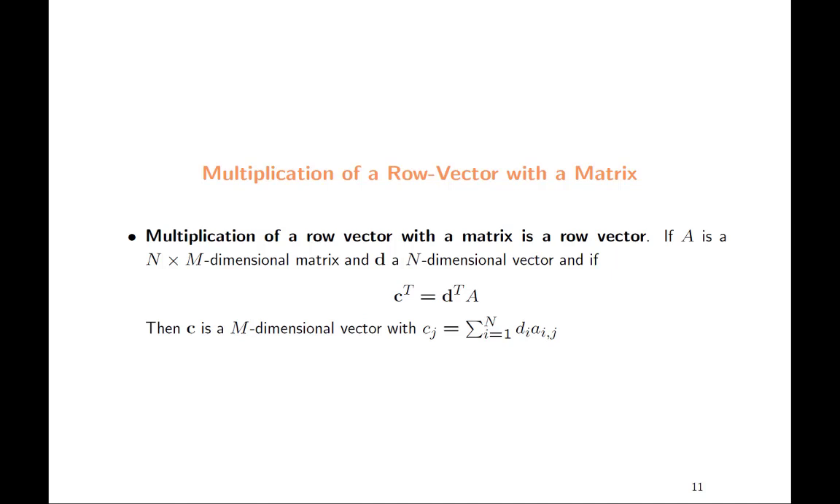You can also multiply from the left, so a row vector with the matrix. I wrote it here as C transposed equals D transposed A. So D transposed is a row vector, C transposed is a row vector. And then Cj equals the sum over i of Di times Aij.